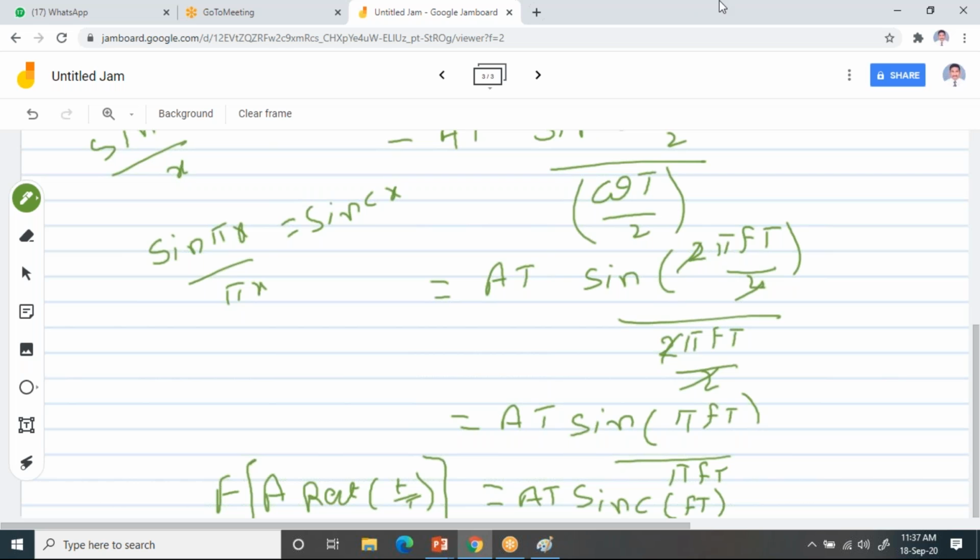Please post it in the chat box, dear students. How I have solved this, is it clear? Please post it in the chat box.